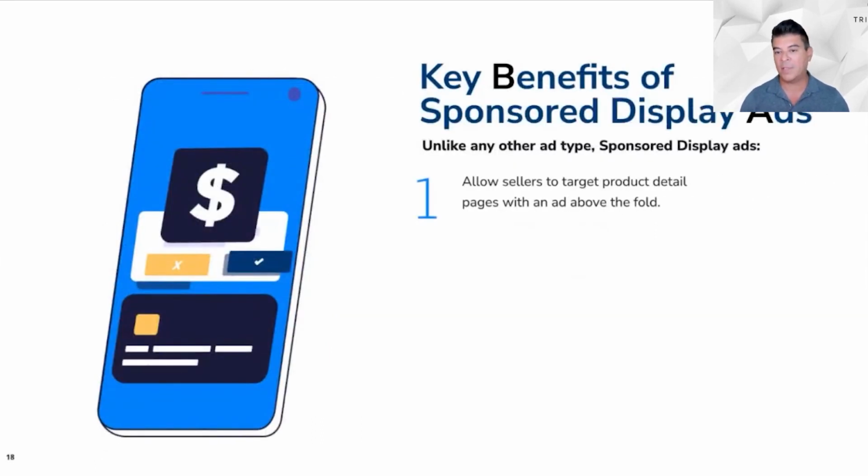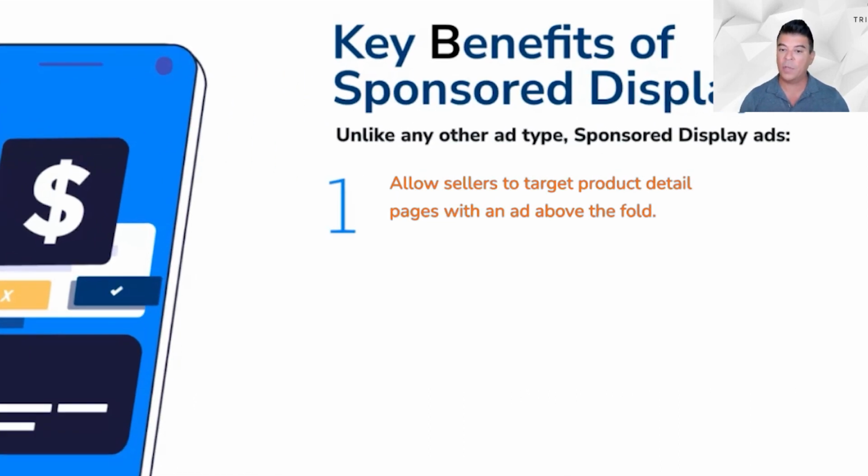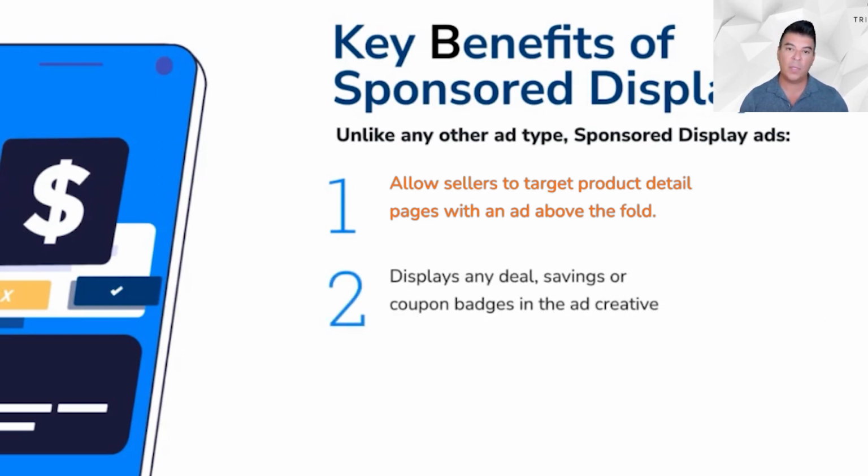Some key benefits specific just to this ad type. Again, not any of the other campaign types have all of these particular key benefits, so I just would like to highlight those. It allows you to target product detail pages with an ad above the fold. That's not always the case; we will take a look at the product detail page. That essentially means that a shopper might see an ad without having to scroll anywhere. That means above the fold.